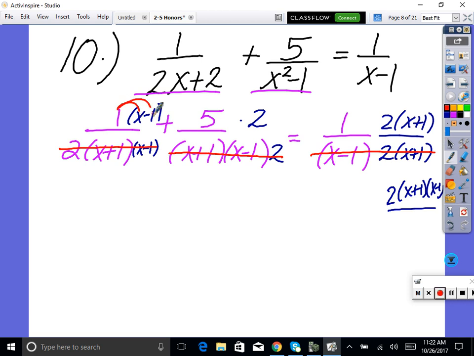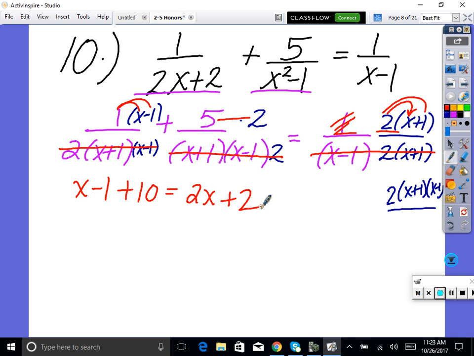1 times x, 1 times -1, so x minus 1. Now this is 10 plus 10. That equals, now people say, well, what order? It doesn't really matter. I'm going to do the easiest order. 1 times 2 is 2. Then 2 times x is 2x. 2 times positive 1 plus 2. And look at that. It's just a linear equation that I need to solve.